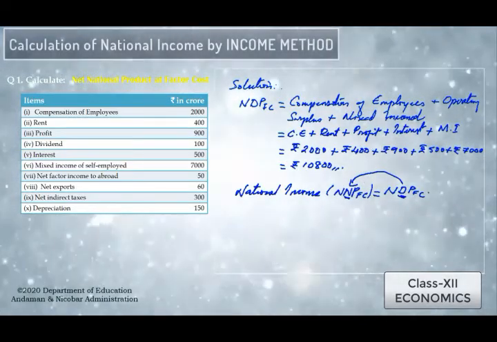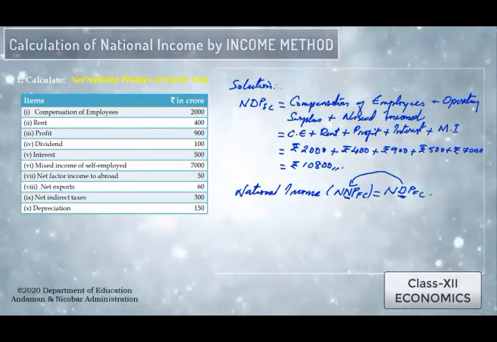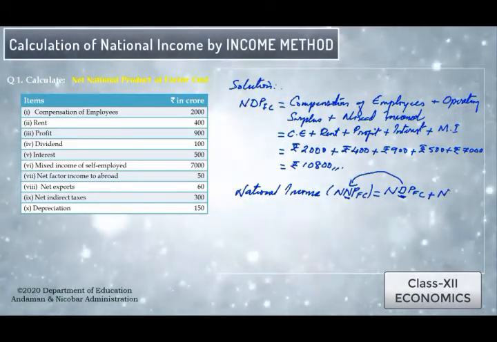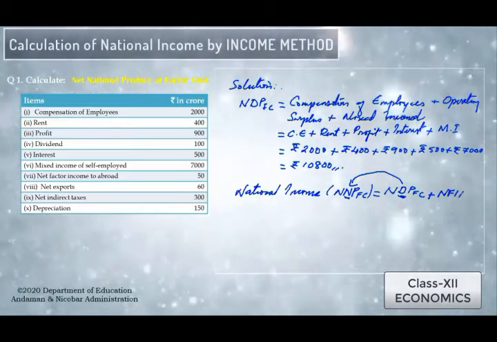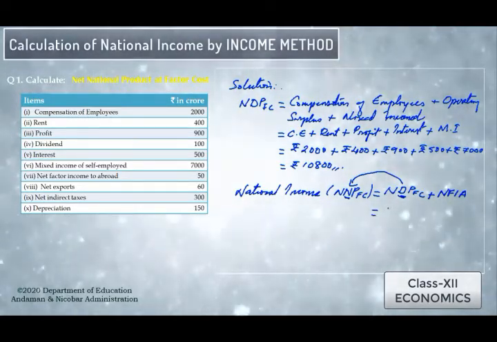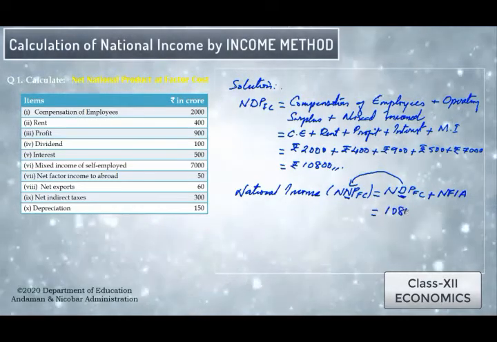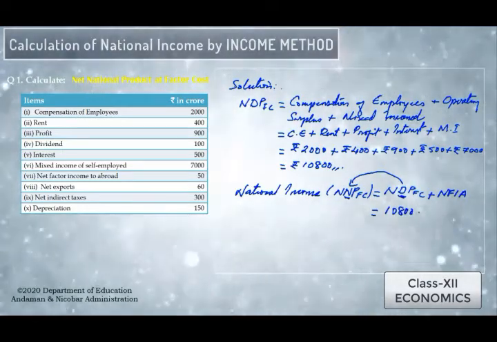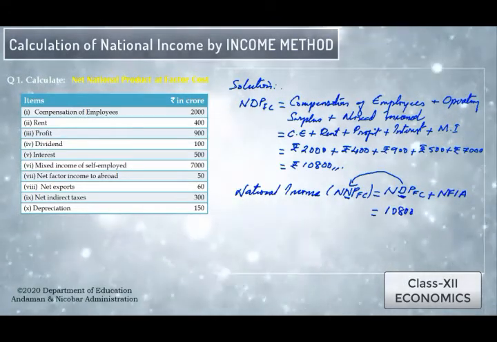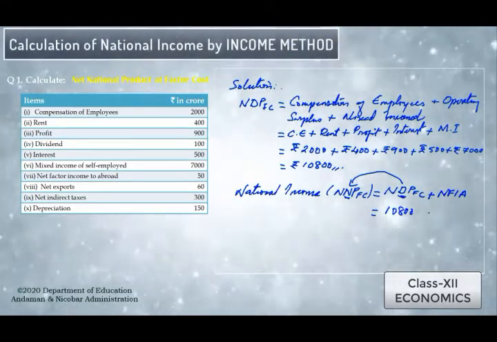So how can that be done? By adding the value of NFIA, that is net factor income from abroad. We'll write the value of NDP at factor cost, that is 10,800, and along with this we'll add the value of NFIA. But look at the question here, the net factor income to abroad is given.